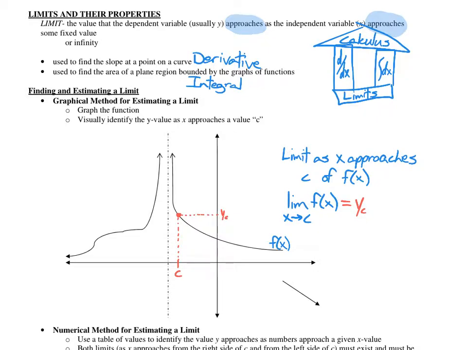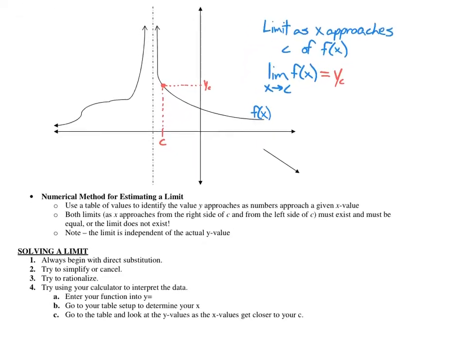Now the interesting thing, which we'll look at a lot more later on, is that the function doesn't have to actually hit that point in order for the limit to exist. And that all goes back to that word approaches. So that's one way that you can estimate a limit, just by looking at the graph and seeing what the y value is. There are a lot of different things that come into play here that we'll look at as we move forward.